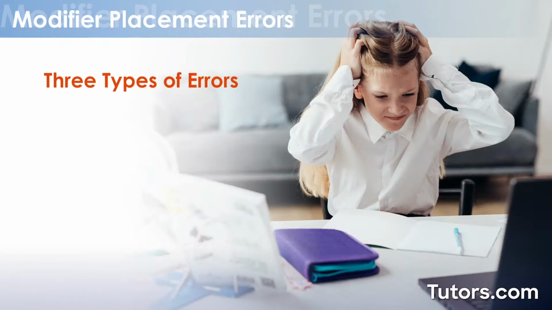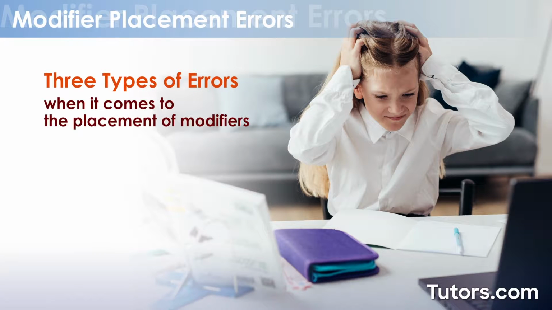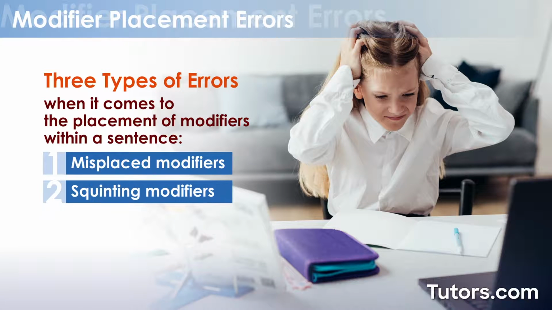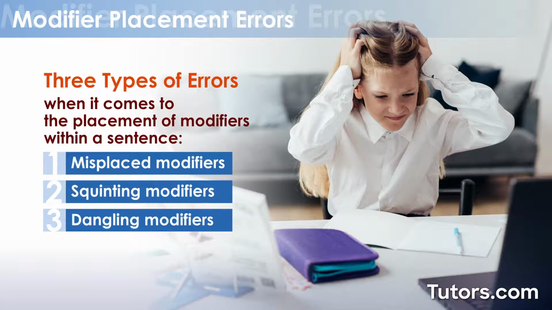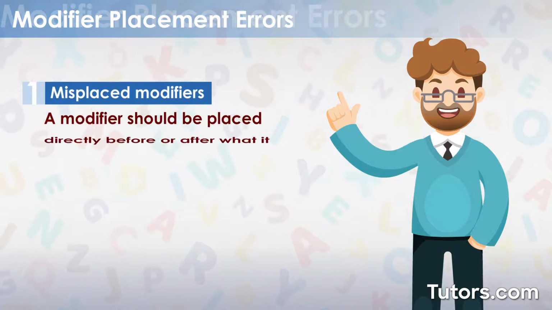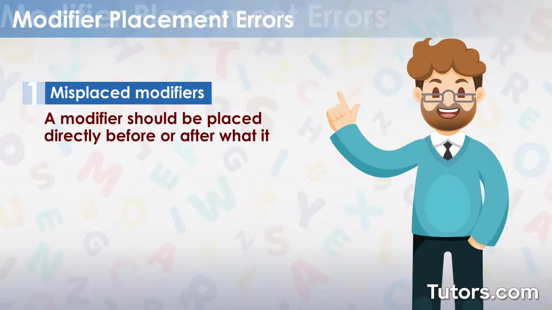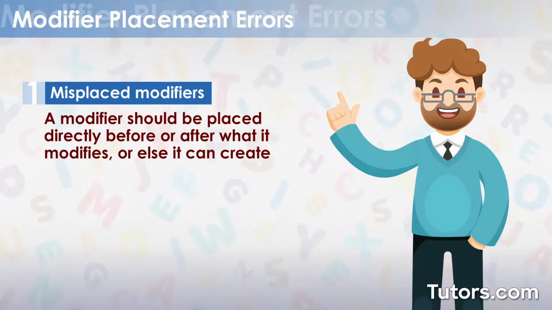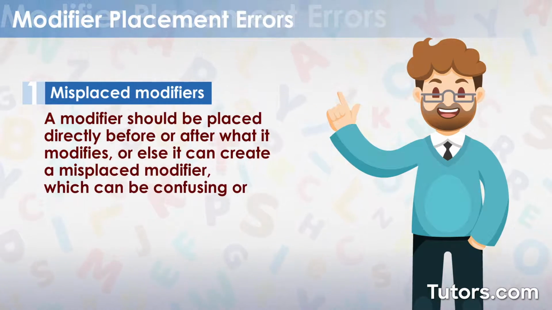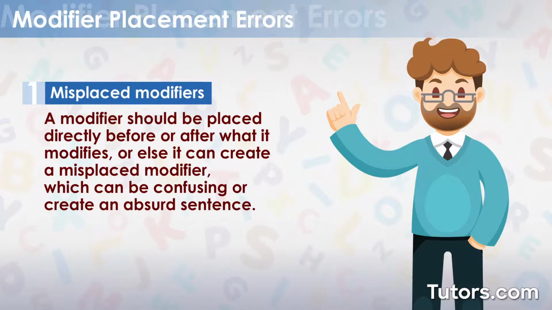There are three types of errors when it comes to the placement of modifiers within a sentence: misplaced modifiers, squinting modifiers, and dangling modifiers. A modifier should be placed directly before or after what it modifies, or else it can create a misplaced modifier, which can be confusing or create an absurd sentence.